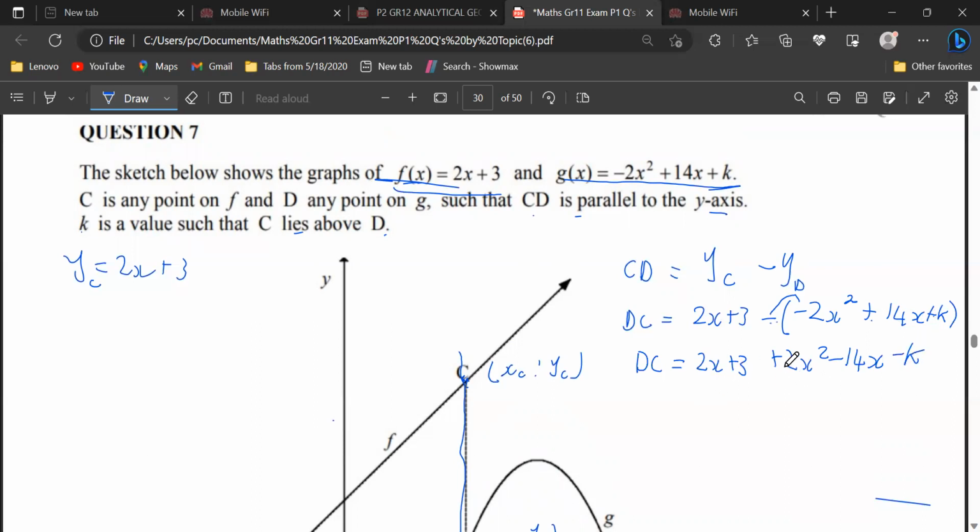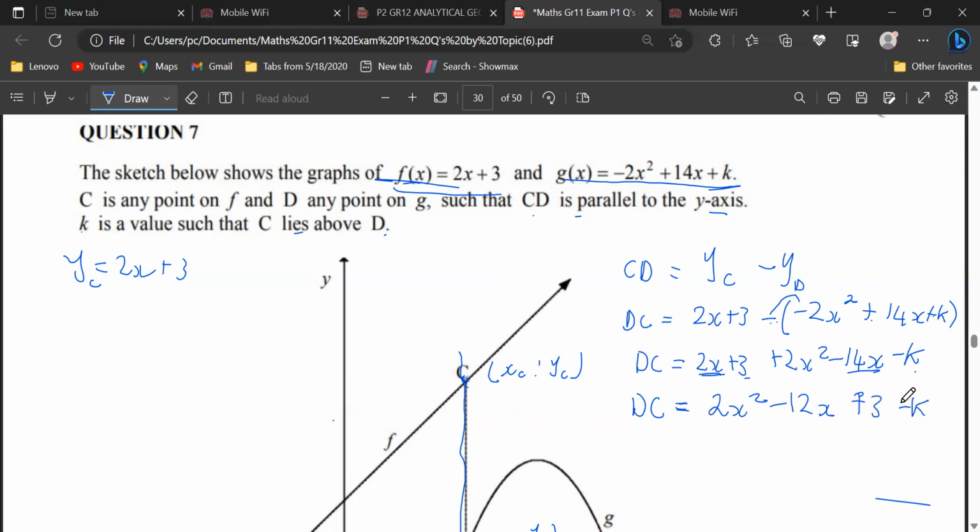Then you can check whether you have any like terms, and add them. So DC is going to be given as 2x squared, that's the first one. After that, 2x and minus 14x give minus 12x. And then 3 and minus k give plus 3 minus k.